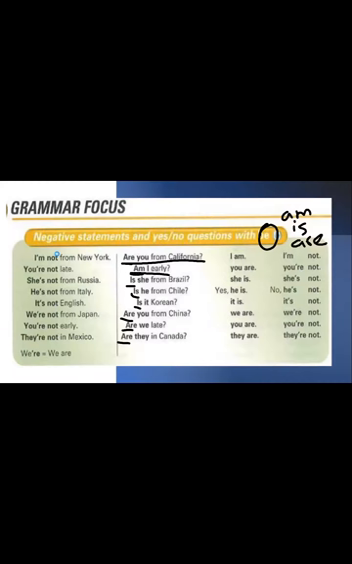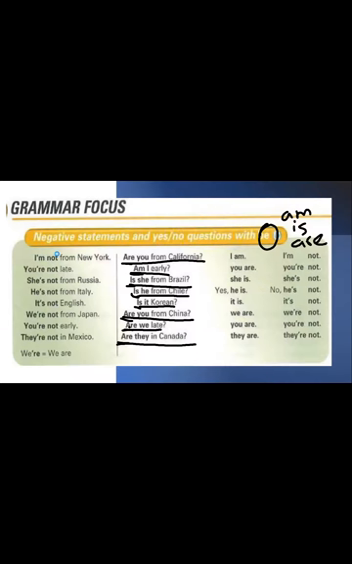Am I early? Is she from Brazil? Is he from Chile? Estoy poniendo el am, el is y el are al principio para hacer la pregunta, right? Is it Korean? Are you from China? Teacher, are we late? ¿Estamos tarde? ¿Llegamos tarde? Are we late? And are they in Canada? Or are you, am I, is she, is he, is it, are you, are we, and are they?